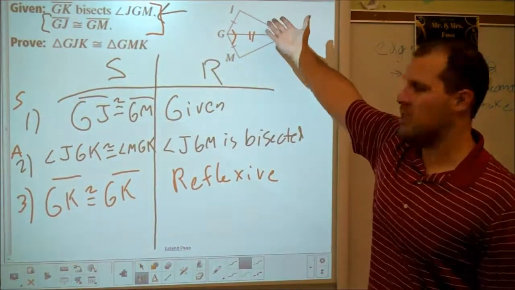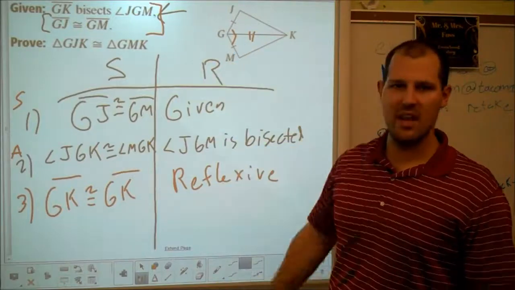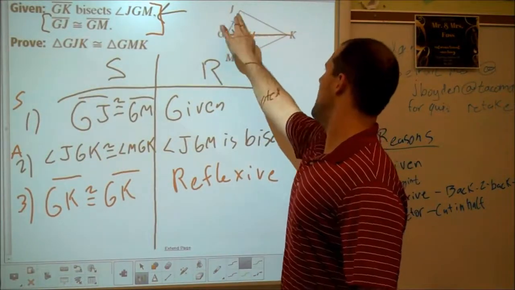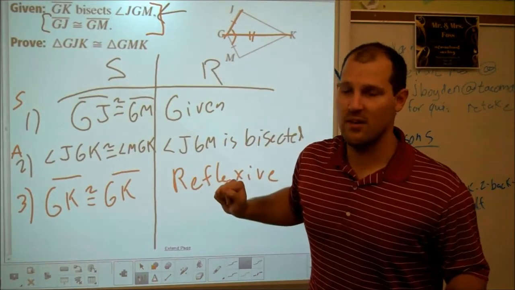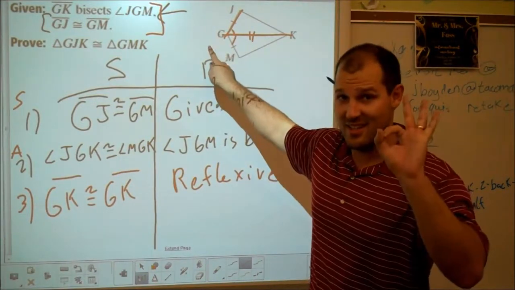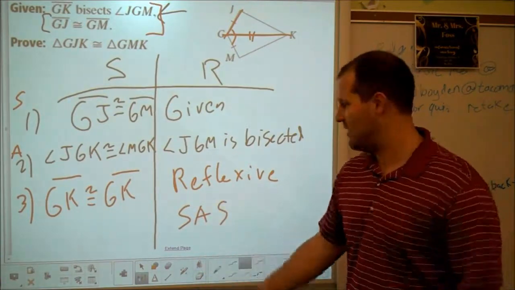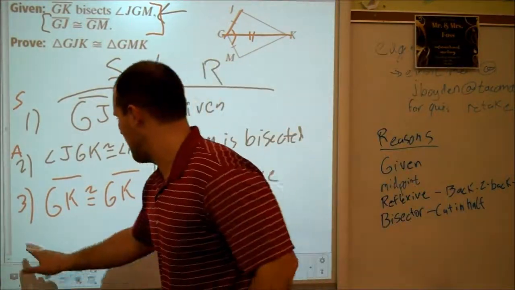Now, looking at the picture, we have a side, we have a side, we have an angle. Is the angle between the two sides? Let's check. Trace the side, trace the side. Did both hit the angle? The angle is down here. Yes, it did. So that's going to be side, angle, side. The angle is in between the two sides. And I'm going to write down the proof statement.